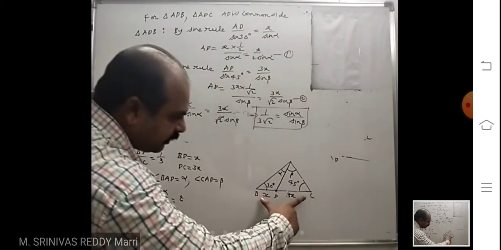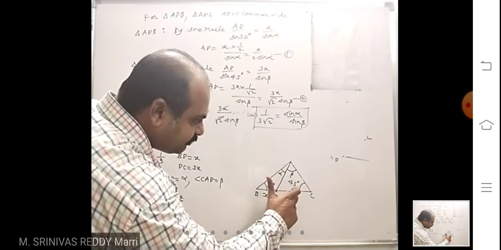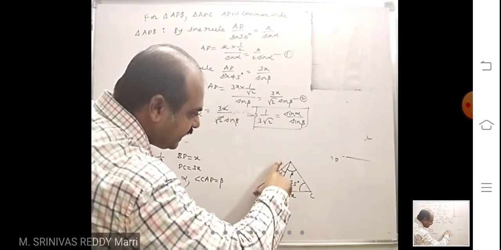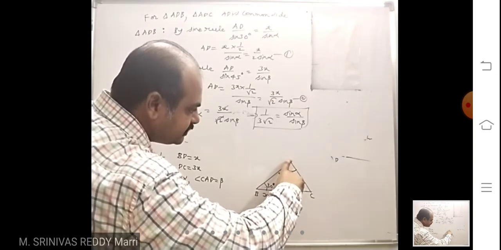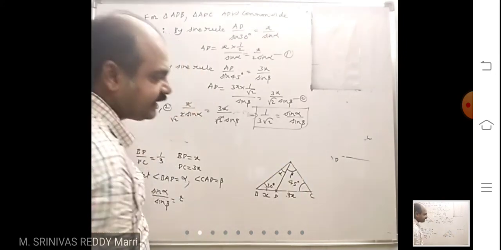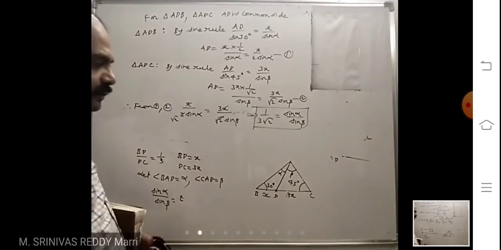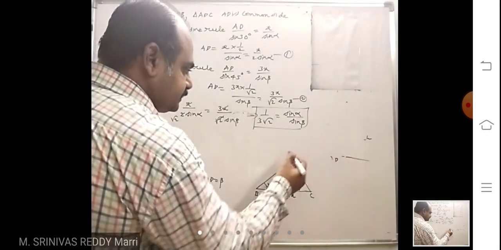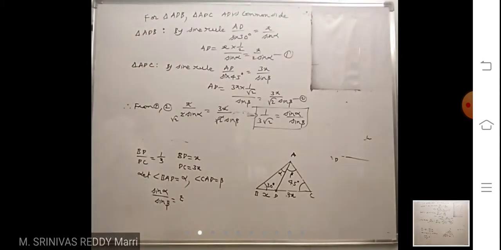For these type of problems where two triangles are there, take the common side AD. From one triangle find the common side by using sine rule, and from the second triangle find AD, and then equate those. That is the approach. One of the approaches, right? That is the application of sine rule.